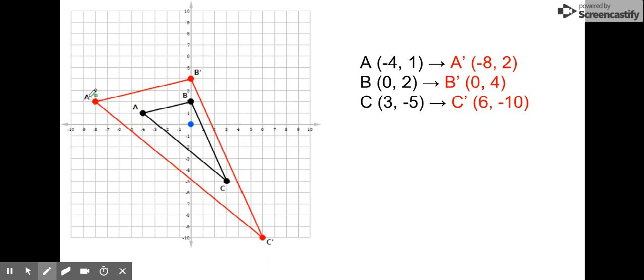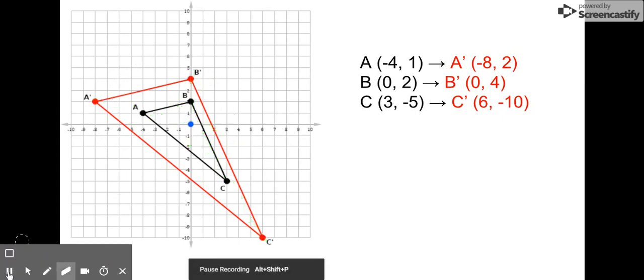The other thing that's really cool about dilations is if you connect your pre-image and your image, that line will always pass through the center of dilation. And that's a way to know if you dilated around the correct point. We also know that dilations preserve orientation, so the way we move around our points stays the same. So A to B to C, we're moving clockwise. A prime, B prime, C prime, we're still moving clockwise.